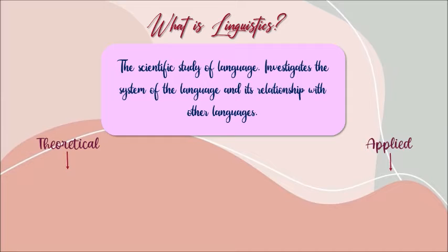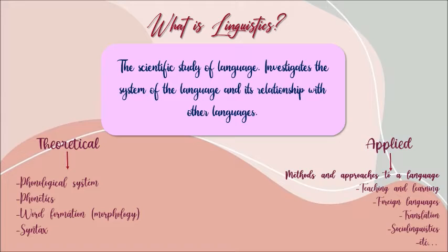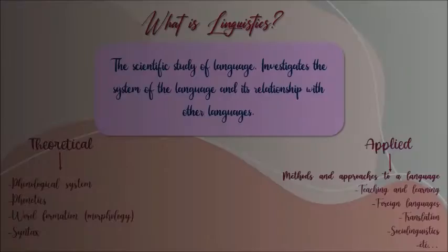For example, in theoretical linguistics we have the phonological systems of a language, the phonetics, the word formation, which is the morphology, how words are formed, and the syntax, how words are combined, for example, to make sentences. On the other hand, we have applied linguistics, which is more related to different methods and approaches to a language. For example, teaching and learning foreign languages, translation, social linguistics, educational linguistics, psychological linguistics, and so on. This goes beyond the basic study of theoretical linguistics.